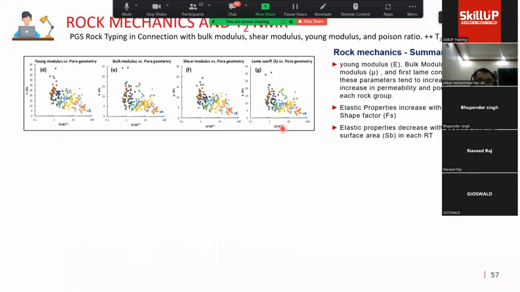Another study is related to rock mechanics as well, showing how the bulk modulus, shear modulus, Poisson ratio, and the Lamé constant have a really good connection with the pore geometry data. And from here as well, the elastic property can be connected with the tortuosity and the pore shape factors during the investigation, and this behavior is also connected with the specific surface area in each rock type.